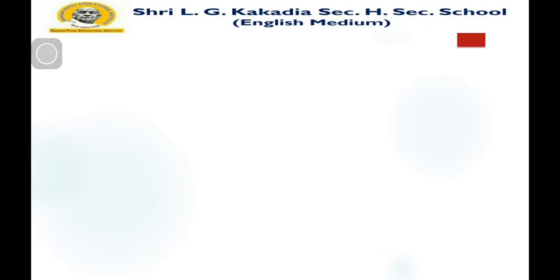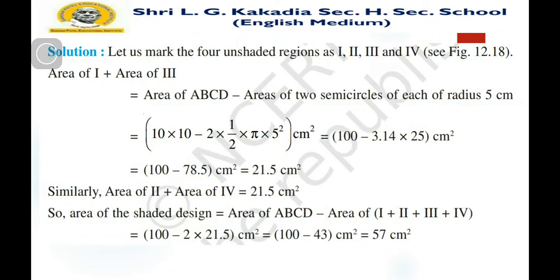From the figure, let us mark the four unshaded regions as 1, 2, 3 and 4. So what will be the area of 1 and 3? The area of ABCD minus, as we know, the area of two semicircles of each radius 5 centimeter. So it will be equal to 10 into 10 minus 2 into 1 over 2 into pi into 5 square centimeter square. So 100 minus 3.14 into 25 centimeter square, which is equal to 21.5 centimeter square.